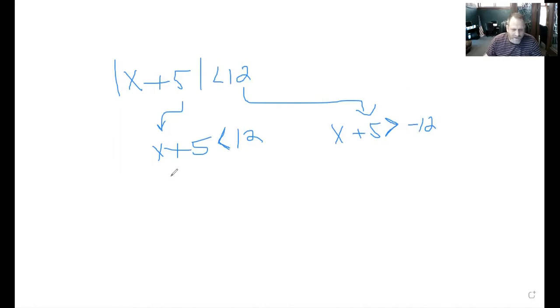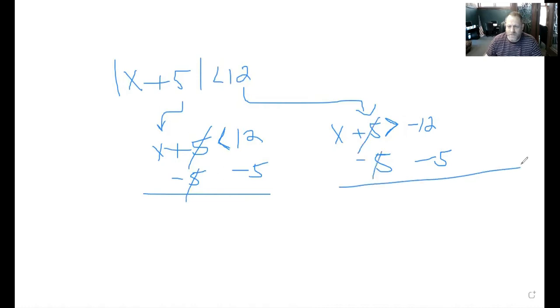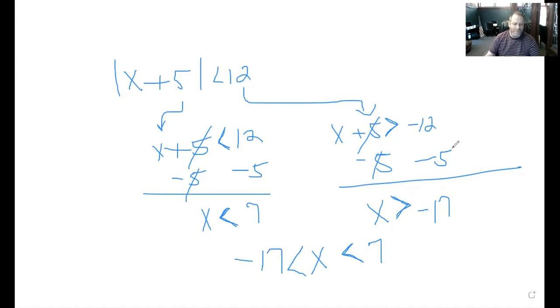All right, so now let's solve. Minus 5 from both sides, minus 5, minus 5, cancel, cancel, cancel, cancel, and x is less than 7, and x is greater than negative 17. All right, so let's put this into a compound inequality. We have our x in the middle. This is going to be pointing toward the x, so that 7 comes over here. And then this is going to be pointing greater toward the x, in the same direction as this. So negative 17. All right. So that's it for 26A.